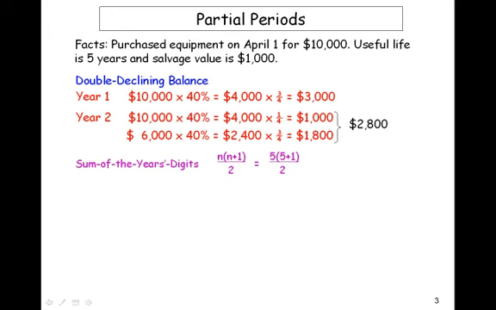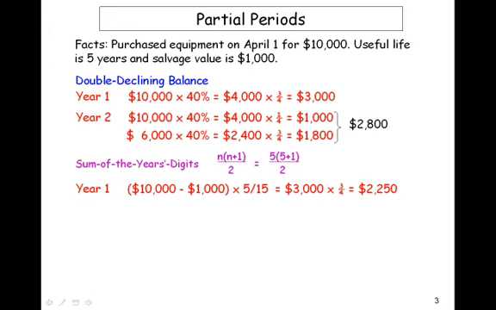Another accelerated depreciation method that can be used is sum of the year's digits depreciation. The first step is to compute the sum of the years for the useful life. We could do this by adding 5 plus 4 plus 3 plus 2 plus 1. But using a formula in which n equals the useful life is much easier. The sum of the years is 15.